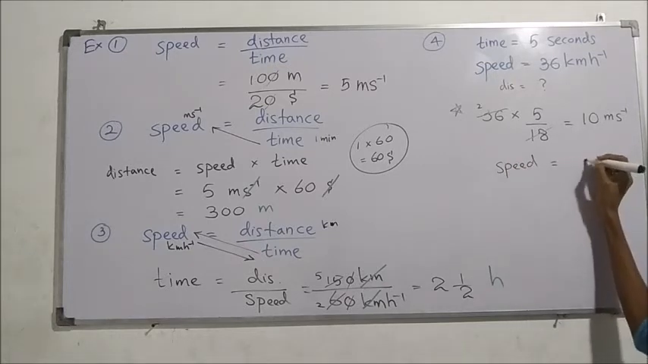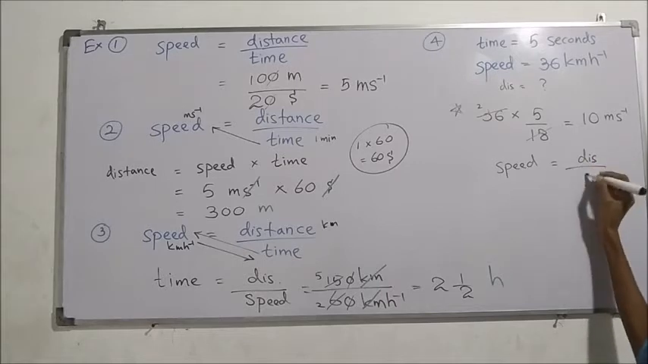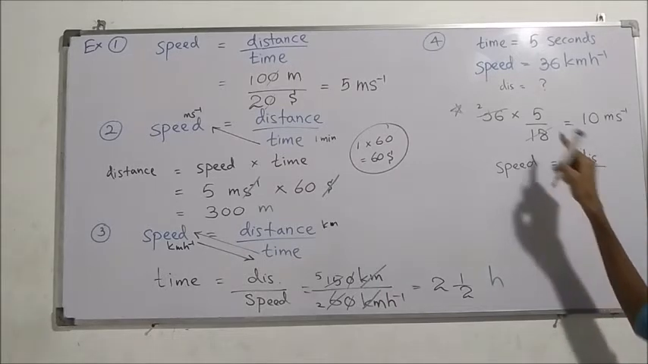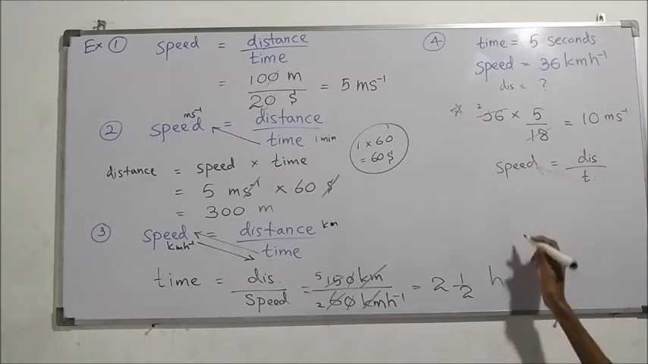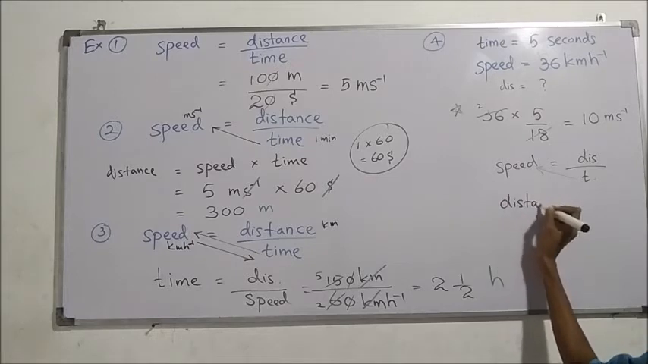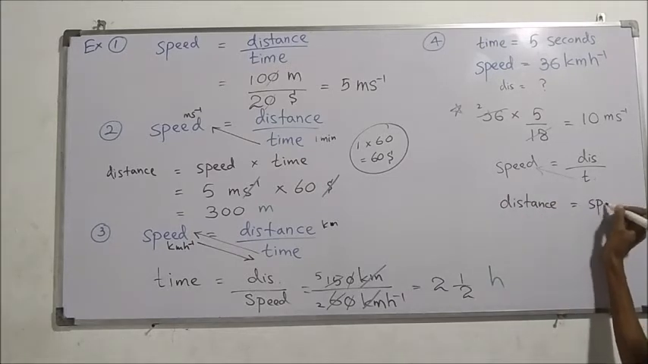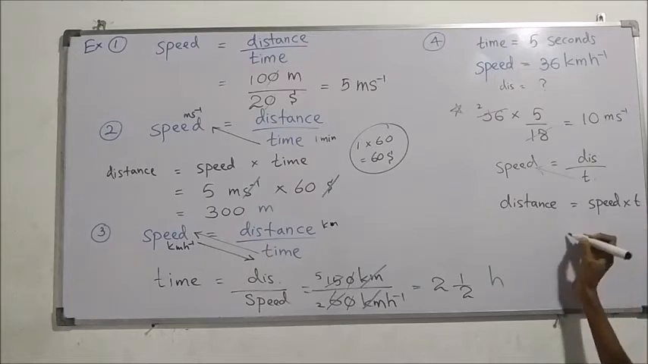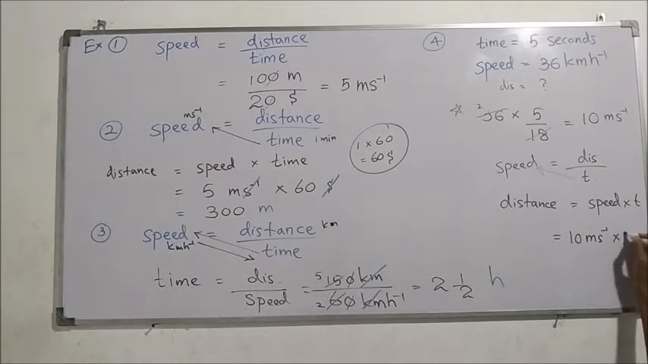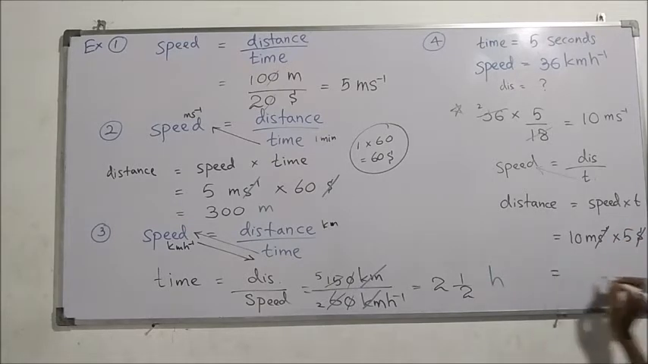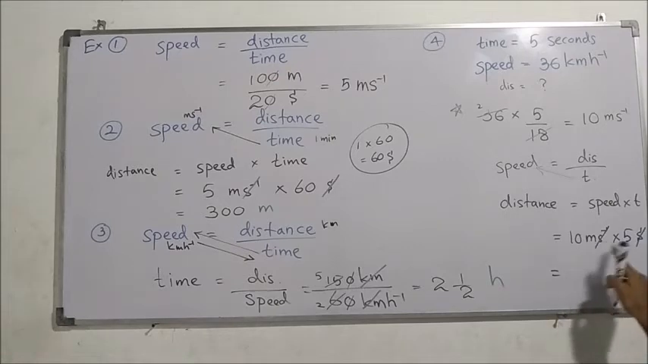formula. Speed equals distance divided by time. But here we need to find the distance. So by making distance alone, send time to the other side. So to find the distance, finally we need to multiply speed by time. What is the speed? 10 meters per second. What is the time? 5 seconds. Now we know that seconds per second are cancelling out and only meters will remain. Multiply the values here. 50 meters.